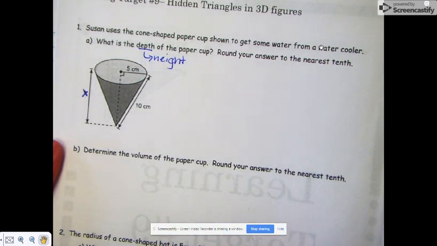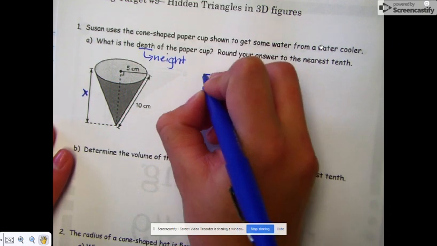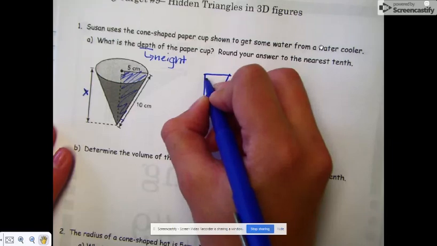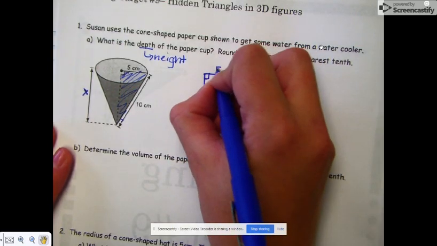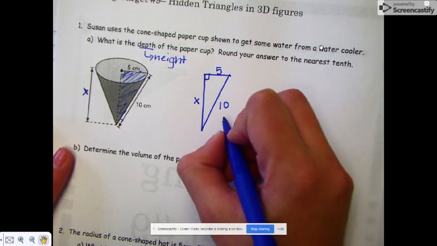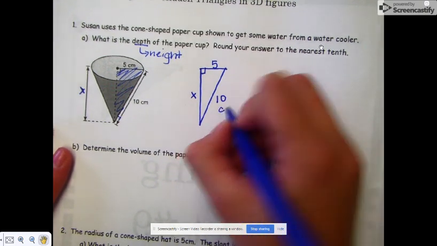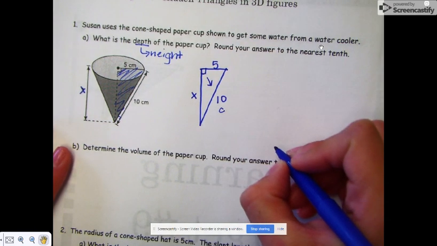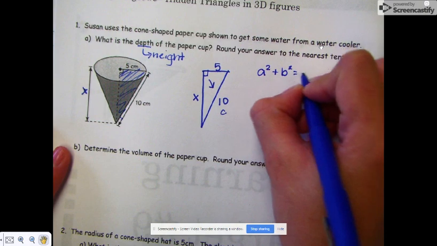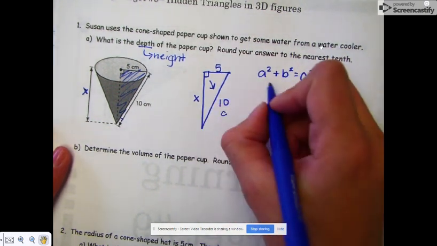Okay, so I don't know the height, but I do have another piece of information, and there is a hidden shape in here. If you see it, you might see this hidden right triangle, which is right here. And if it's a right triangle, that means we can use the Pythagorean theorem to figure out one of the sides. So from the Pythagorean theorem, you know that the longest side is my c, that's always across from my 90-degree angle. And so I can use my a squared plus b squared equals c squared to find that missing side.